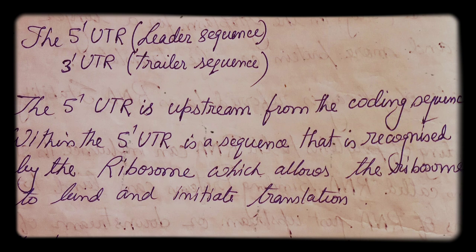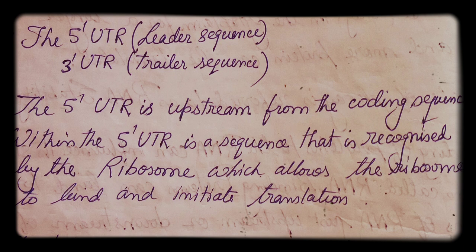First let me give you the overview here. The 5 prime UTR is upstream. Obviously it is found upstream, as I have just shown you in the figure. It is found upstream from the coding sequence. Within this 5 prime UTR is a sequence that is recognized by the ribosome, which allows the ribosome to bind and initiate the translation process.